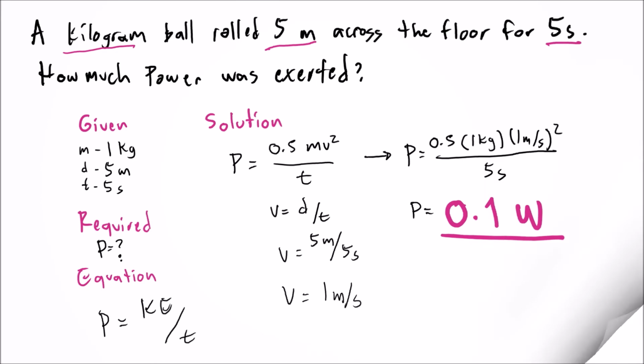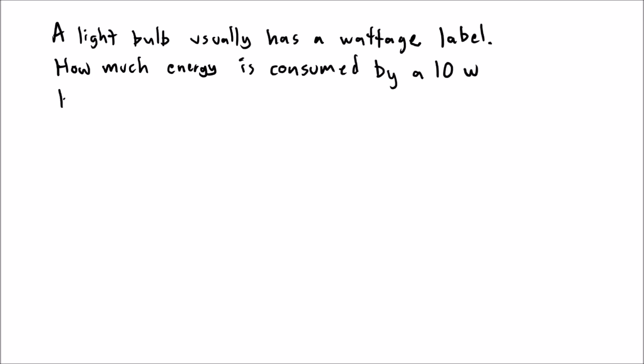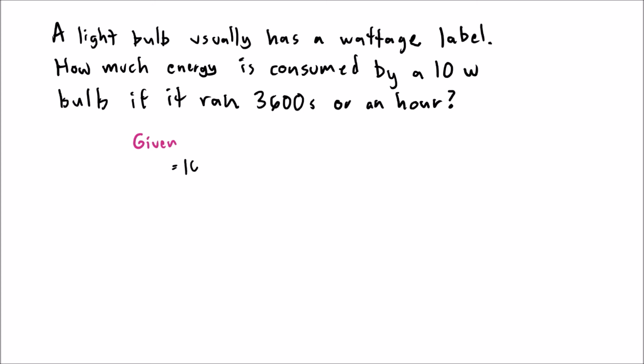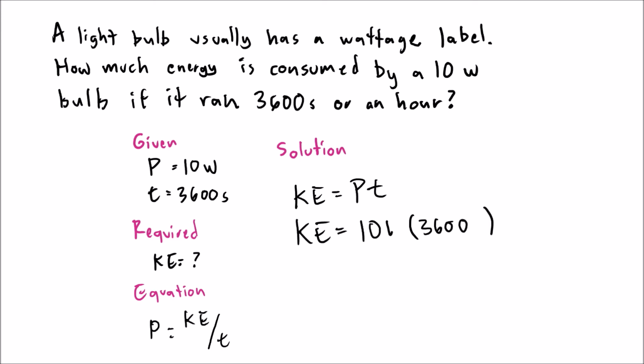And for our last example, a light bulb usually has a wattage label. For example, a 10-watt bulb uses 10 joules of electrical energy every second. How much energy is consumed if it was run for 3,600 seconds or an hour? And this will give us this answer.